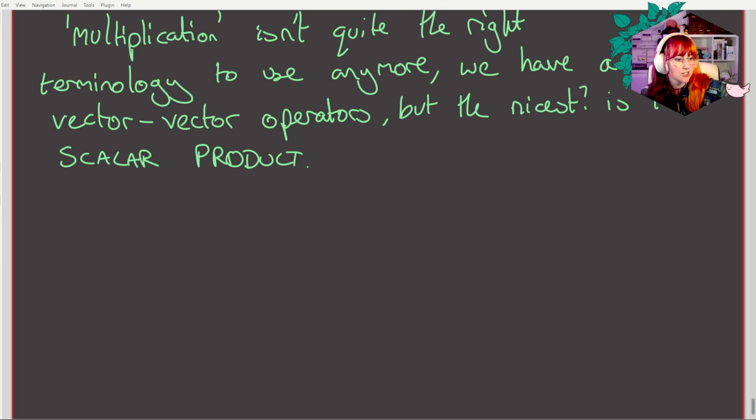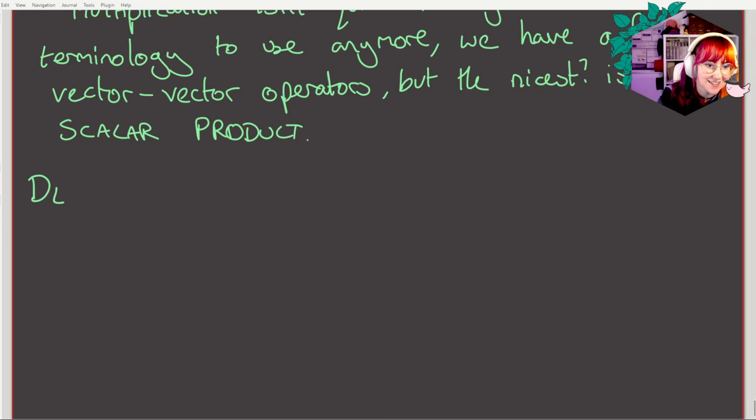All vectors projected onto the zero vector form the vector null space. There we go. Okay, I knew people in chat would know what's going on. Okay, let's do my definitions.